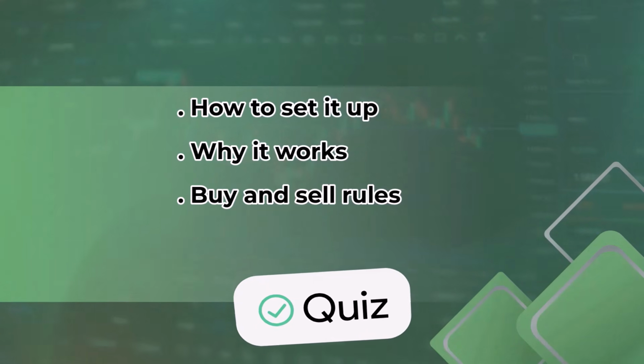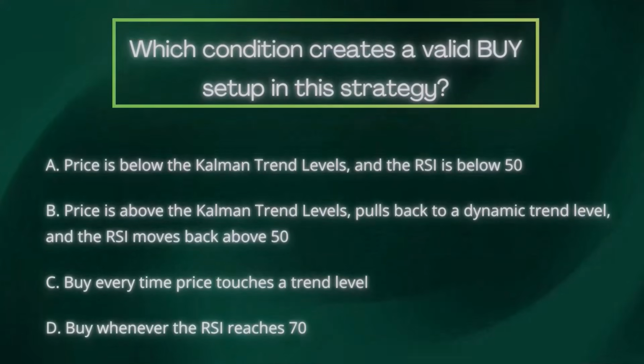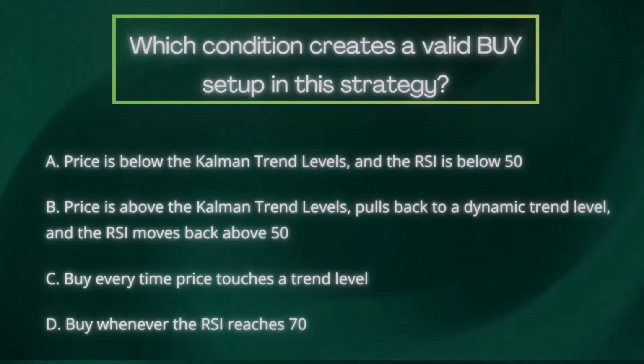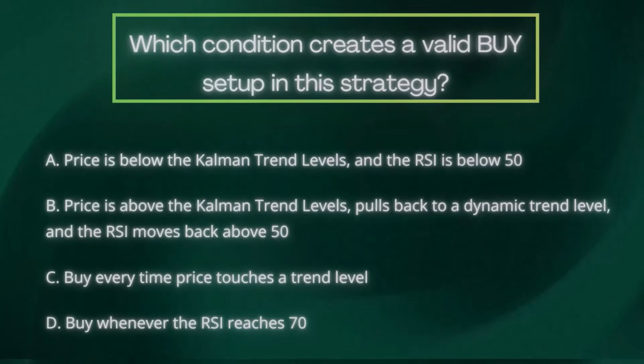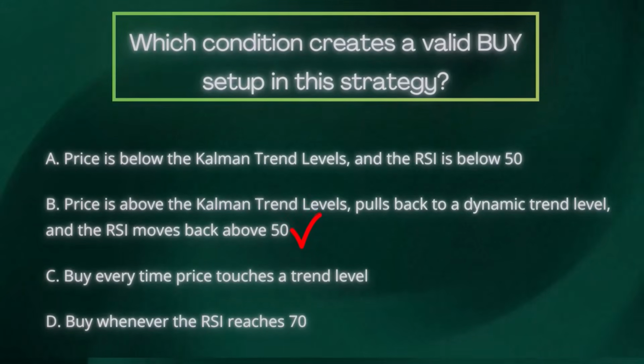So let's get started. Before we begin today's lesson, let's reveal the answer to the quiz from the last video. The question was, which condition creates a valid buy setup in this strategy? The correct answer is B. A valid buy setup needs 3 confirmations.